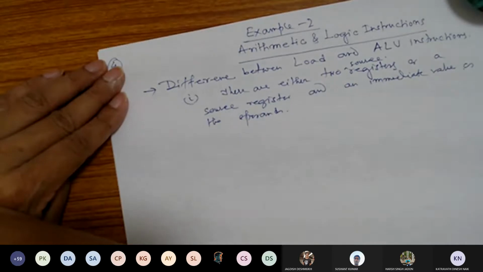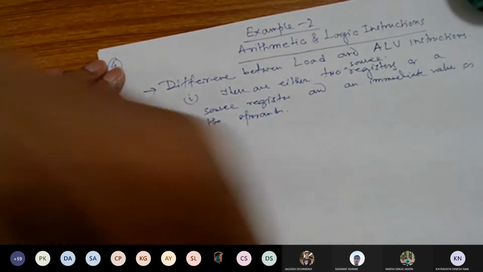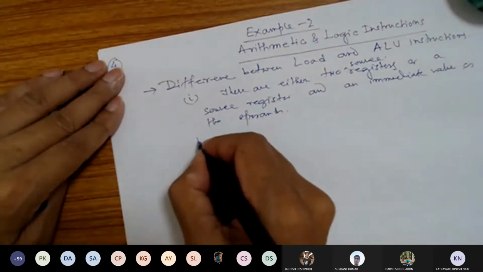In case of load, there was X, whereas in case of add, there is nothing like X, at least at present, whatever I am talking about. A typical ALU instruction can have both operands as two registers, or one register and an immediate value. I'll come to that point.